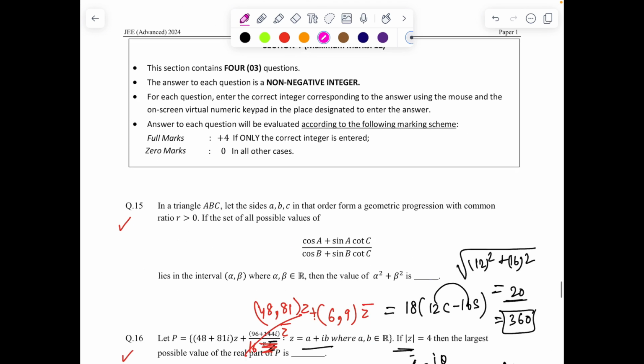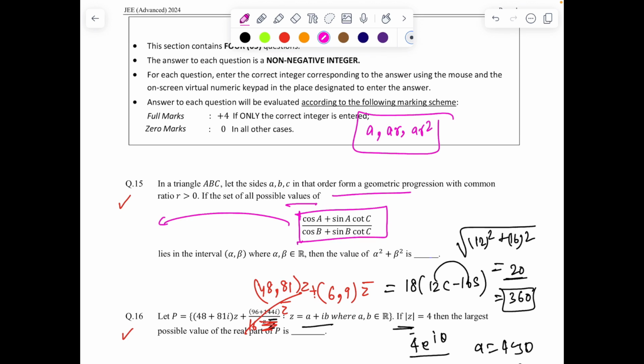Let's come to question 15. So in a triangle ABC, sides being in geometric progression, let's say if you take a, ar and ar square, they are in GP. If the set of all possible values of cos A plus sin A cot C and so on. So first we have to decode it. One way maybe you can try to relate cos A with cosine rule, but again sin A and cot C, you have to remember so many formulas. There might be some basic trick.